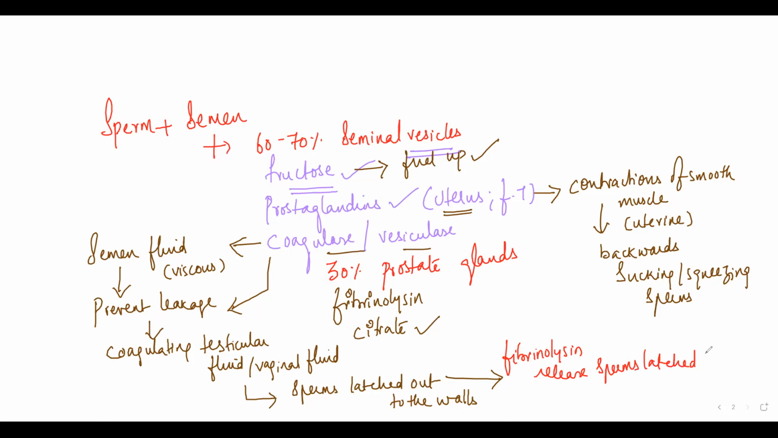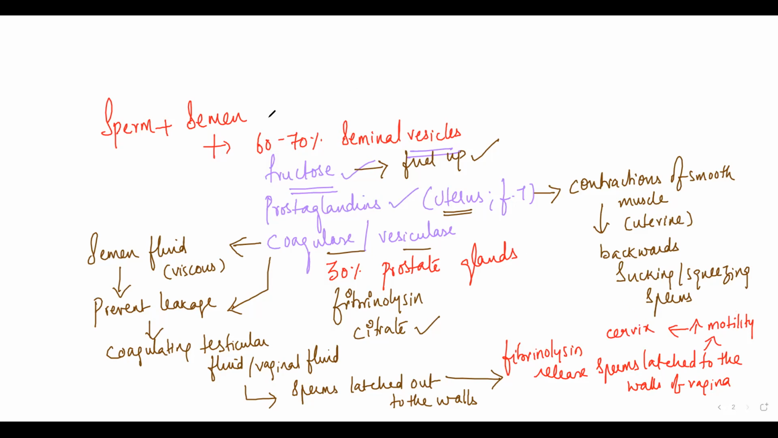It releases the sperms which are latched to the walls of the vagina near the cervix area. So the fibrinolysin is actually increasing the motility of the sperms, so they do not fix at one area, and now they move directly towards the cervix area. This is going to be the one.